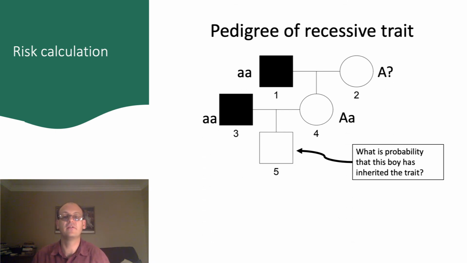We know that individuals 1 and 3 are homozygous recessive because they're affected. We also know that grandma number 2 must have a dominant allele because she is unaffected. We don't know what her other allele is. Given this information, we know that number 4 must be a carrier. We know this because she must inherit a little a allele from her father, and she is unaffected herself, so must have the dominant allele as well.